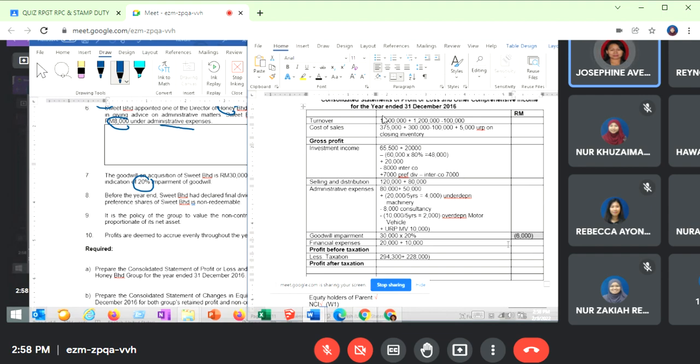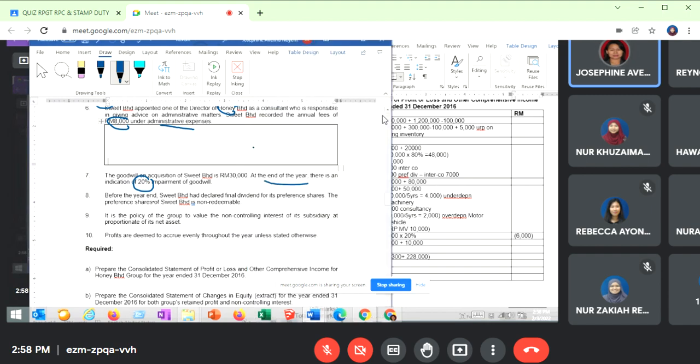Okay, as a minus, because this is an expense. Okay, number 8. Before the year end, Sweet declared a final dividend for its non-redeemable preference share. So if you have declared it at the end of the year, it becomes your obligation. So you will have a preference dividend payable, and also a preference dividend that is appropriated by the subsidiary. So how much is that?